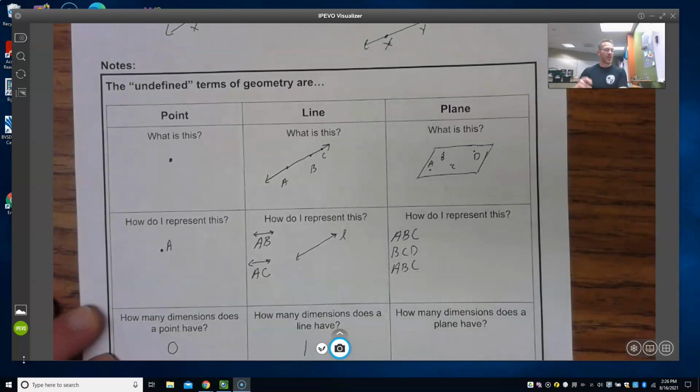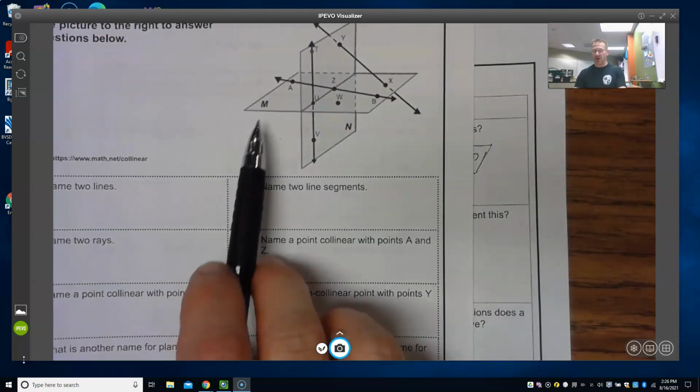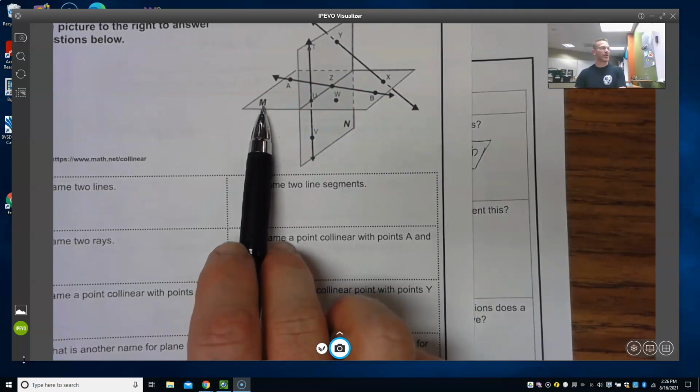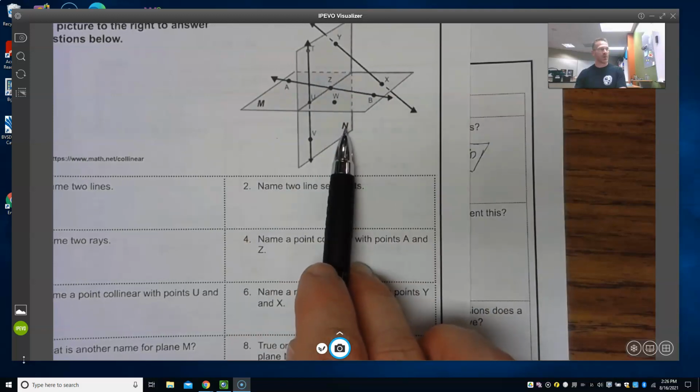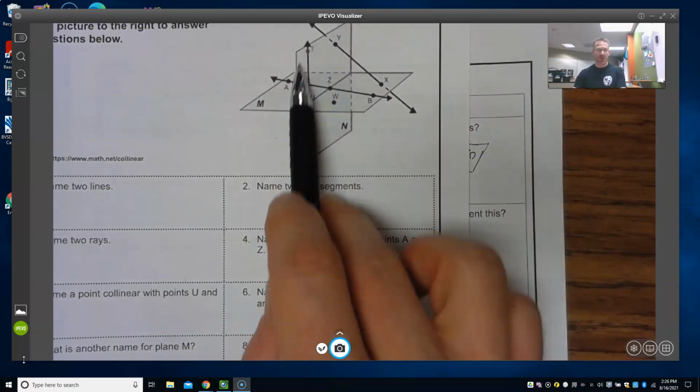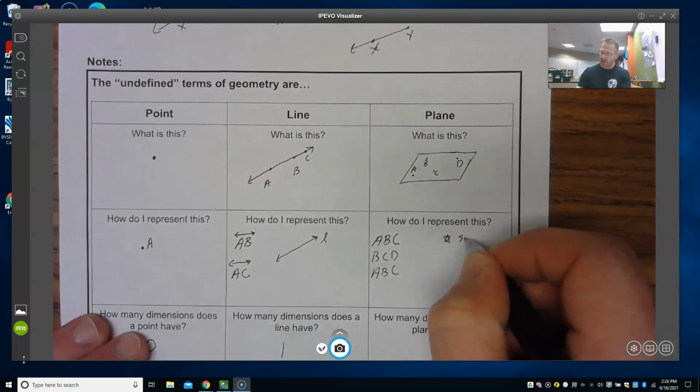Maybe in a complex picture. So if I look at some of the problems that we're going to do in just a little bit, you can see here that they have a capital letter here in the corner, and that's plane M. So that would be like this plane right here. See a capital letter here? That's plane N, which is like this plane right there. So sometimes we can use a single capital letter.